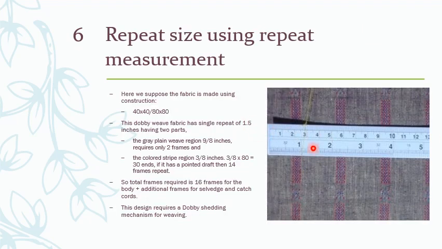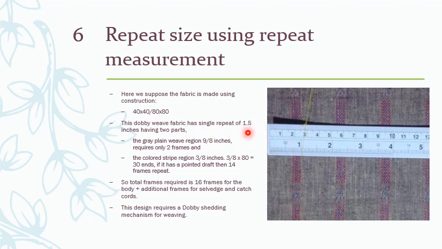For example, take this fabric, which is maybe a Dobby fabric. You can see that the design is repeating after each stripe. If we measure the distance between two stripes, including the stripe, it would be about 1.5 inches. And if we have the same fabric quality as in the previous slide, 40 40 80 80, for 1.5 inches it is the design repeat.